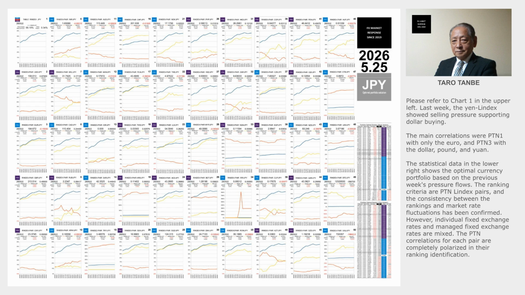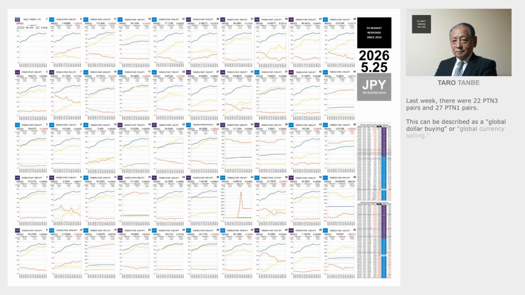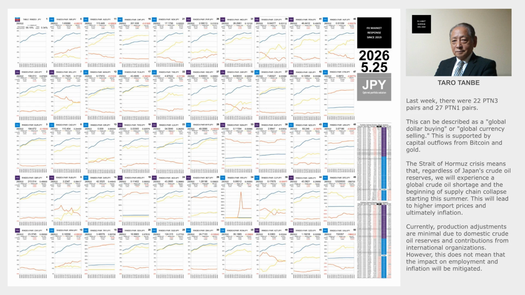The ranking criteria are PTN Lindex pairs, and the consistency between the rankings and market rate fluctuations has been confirmed. However, individual fixed exchange rates and managed fixed exchange rates are mixed. The PTN correlations for each pair are completely polarized in their ranking identification. Last week, there were 22 PTN3 pairs and 27 PTN1 pairs.